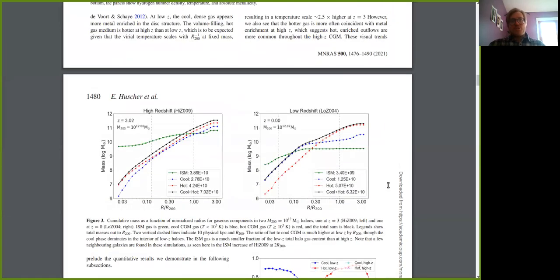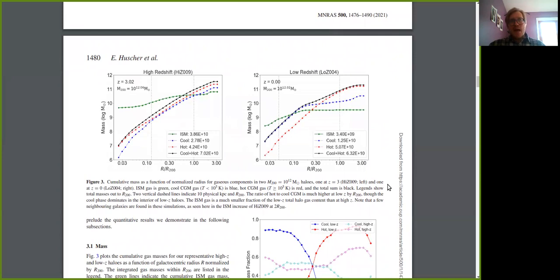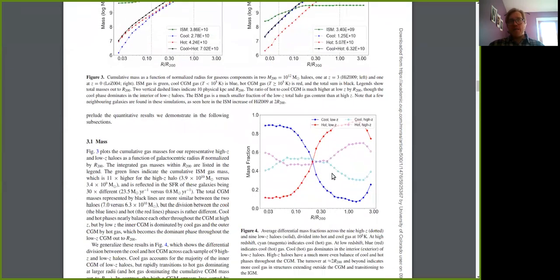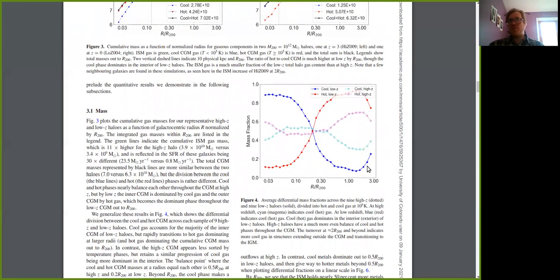So first we look at the mass distribution. What we see is that at high redshift, the halos tend to have a similar amount of hot and cool gas at R200, but at low redshift, the hot gas really takes over and has about 5 times the amount of cool gas. And so also looking at the mass fractions, we see that the high redshift hot gas predominates in the interior. It then gives way to cool gas in the middle and then predominates again further out. At z of 0, there's more cool gas until about 0.25 R200, where it switches places entirely with the hot gas, which predominates throughout the rest of the halo.